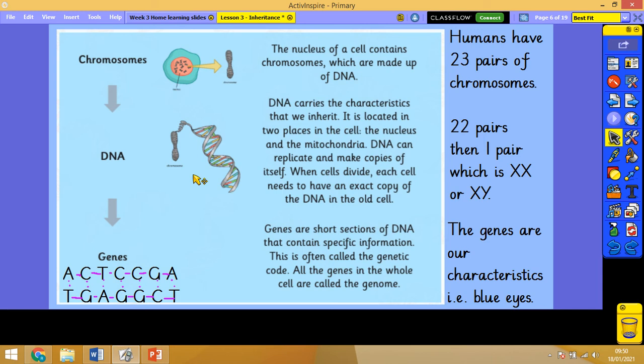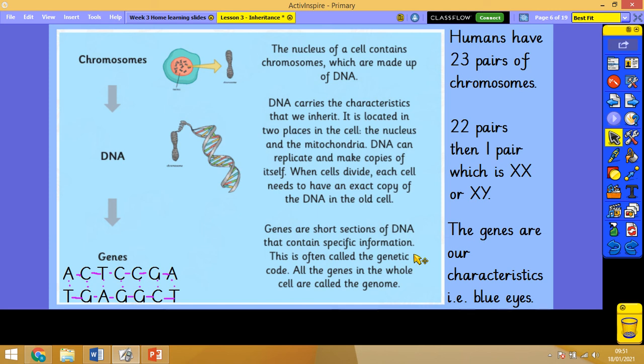All the genes in the whole of the cell are called the genome. And these are what genes look like. DNA is made up of 4 bases: A, T, C, and G. Off the top of my head, I can't remember them. I think it's adenine, thymine, cytosine, and guanine. But that is very advanced. That's like A-level biology for you right there.